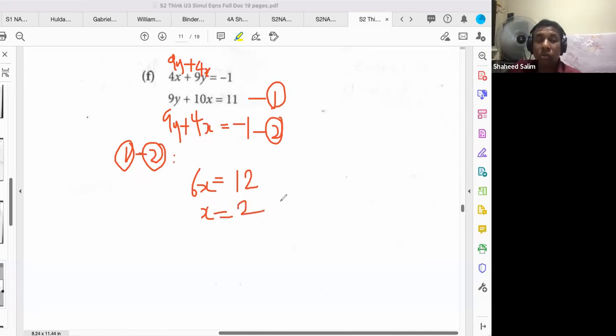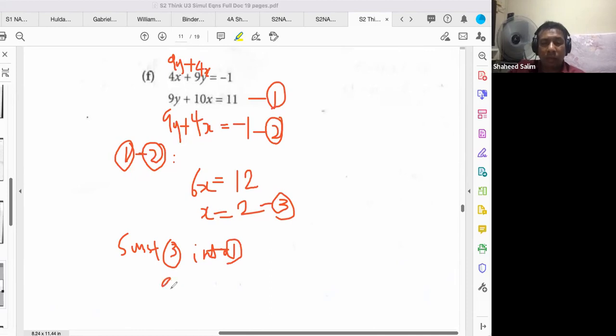Now you got the answer here. So fast, yes. Now I'm going to substitute. I call this number 3 lah. I substitute x into any equation lah. Let's say we do it into number 1. Okay, then what happened? Number 1 is 9y plus 10x equals 11, and now you know x is 2, so 10 times (2) equals 11.